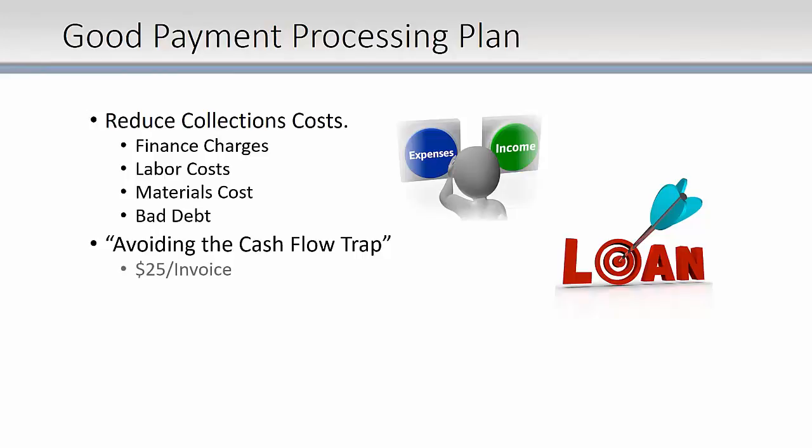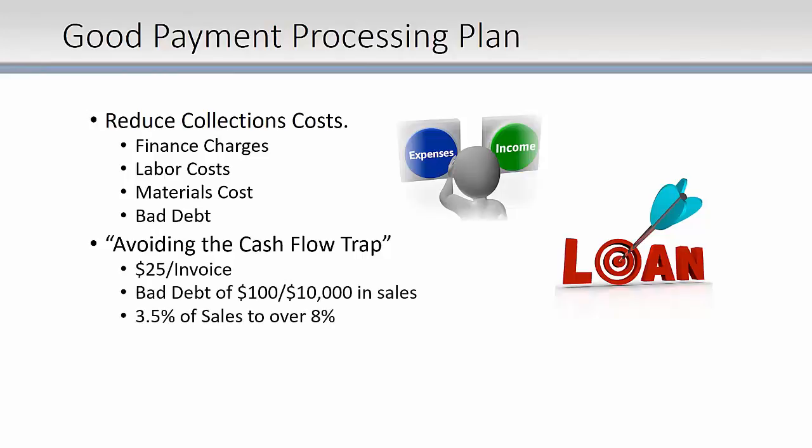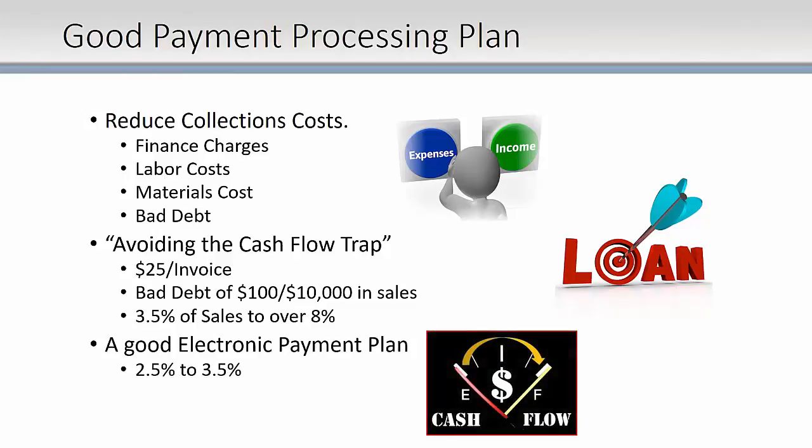myserviceforce.com. We won't go into too much depth here, but according to independent studies, average costs per invoice are $25, and with average bad debt at 1%, another $100 per $10,000 in sales is out the window. Overall, the average collection program is 3.5% of sales, up to over 8%. This compares to a good electronic plan that should be between 2.5 and 3.5%.